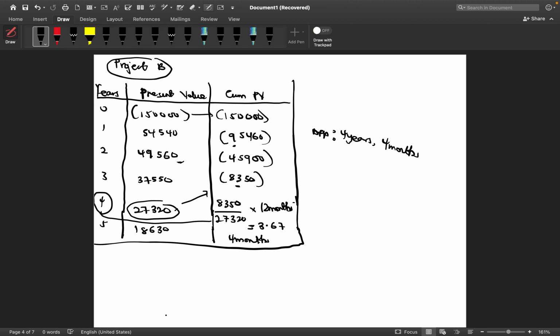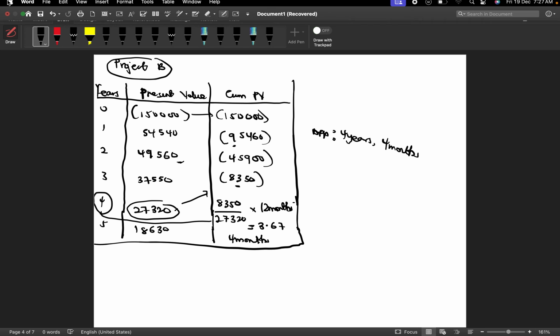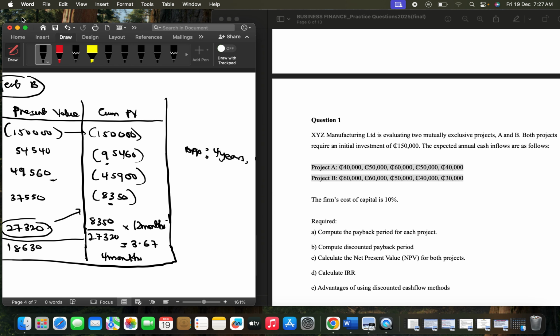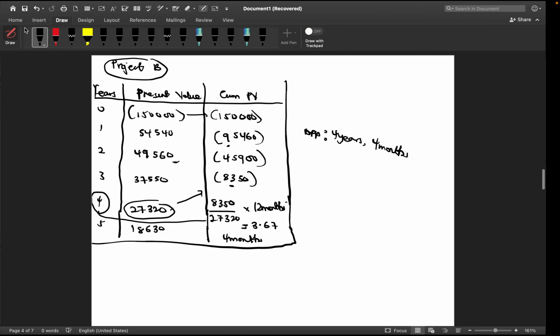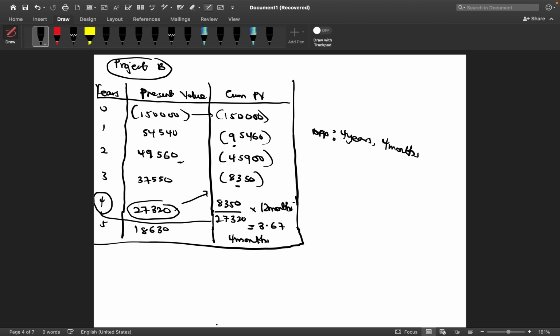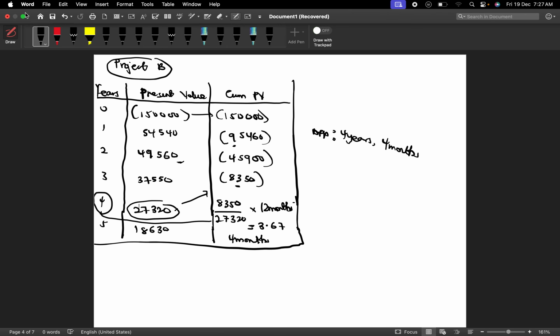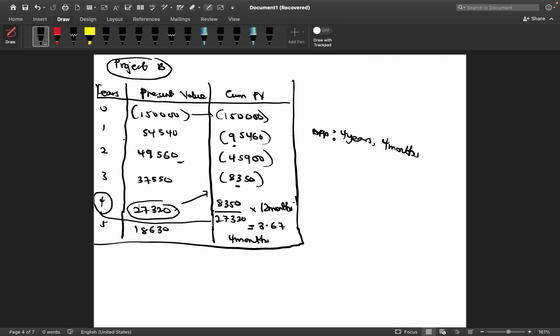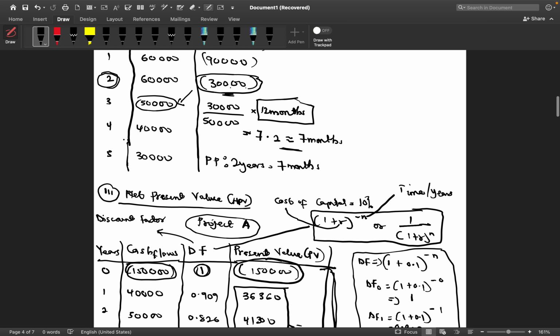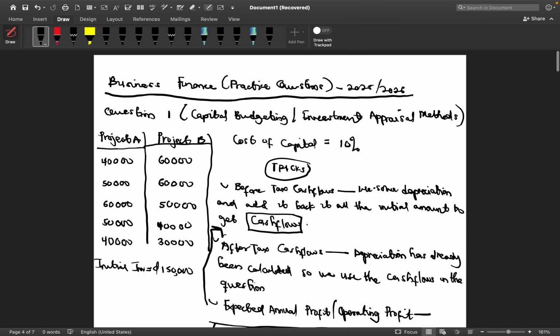So the next one was asking us to solve for, let's check it. So I've done the A, I've done the B, I've done the C. So we move on to the D. The D part of the question is telling us to calculate internal rate of return. Was it D? Okay, it was D. So let me number it in that way so that you don't get confused. I think that would be the best.